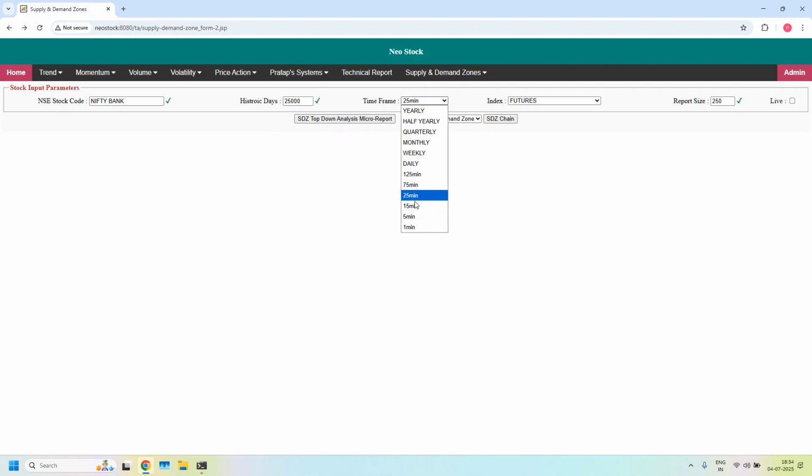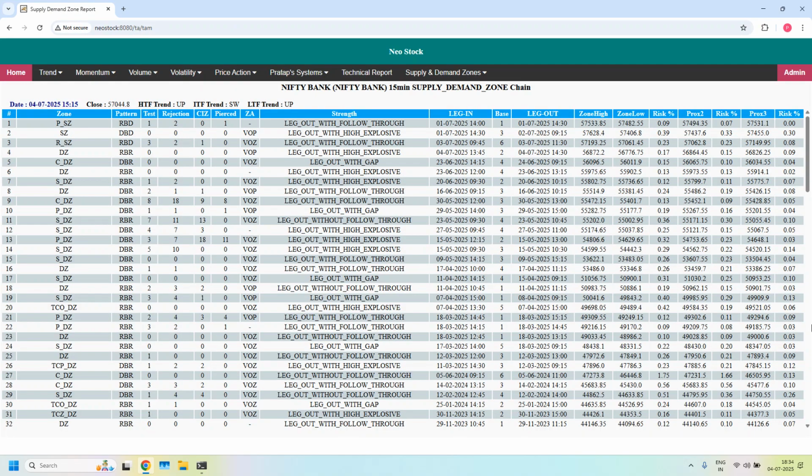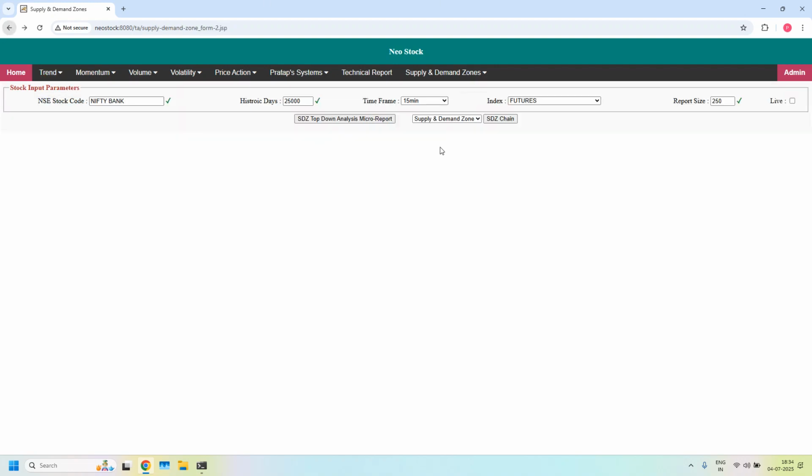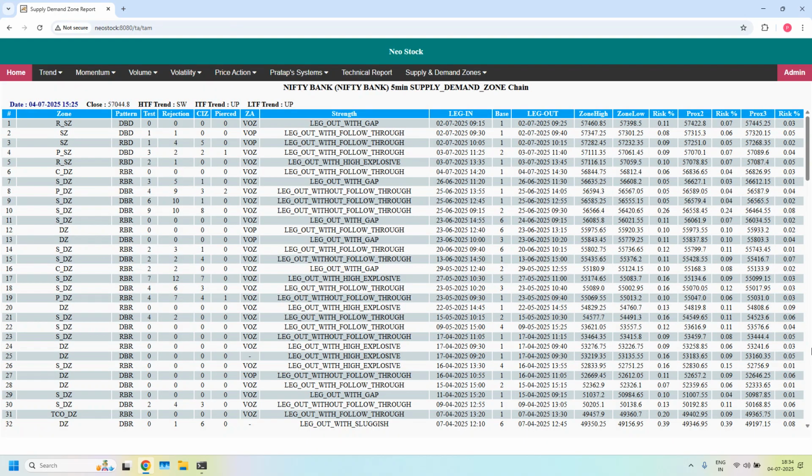Next, generating 15 minutes supply demand zone chain for BANKNIFTY. Next, generating 5 minutes supply demand zone chain for BANKNIFTY. So this is about Bank Nifty supply demand zone chain report. So we have completed both Nifty and Bank Nifty supply demand zone chain generation.